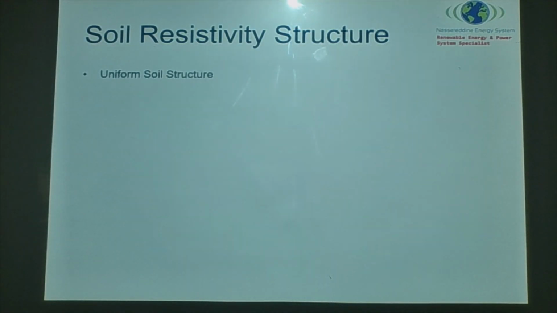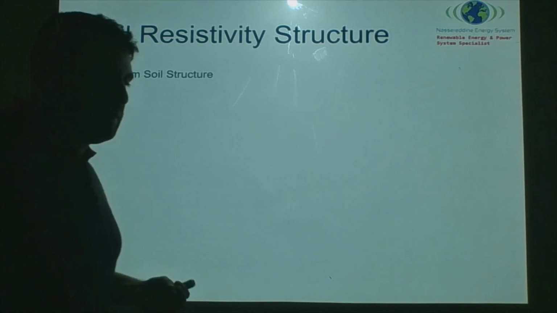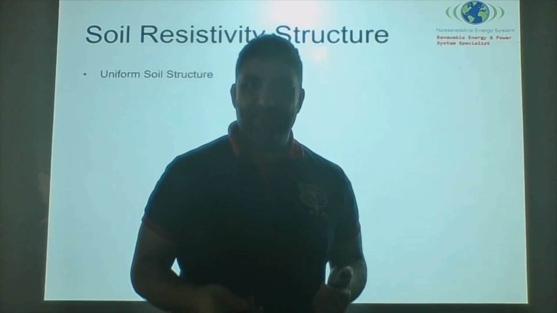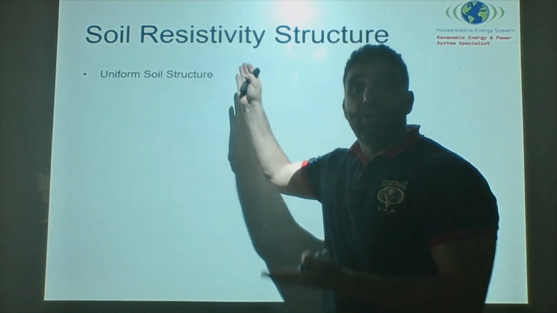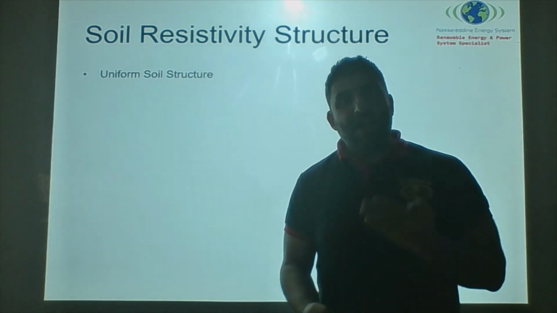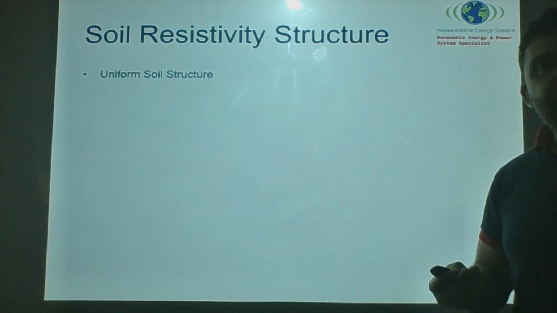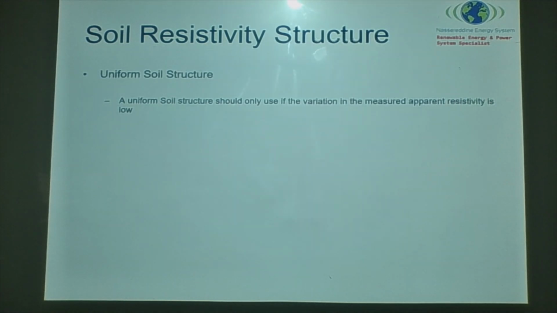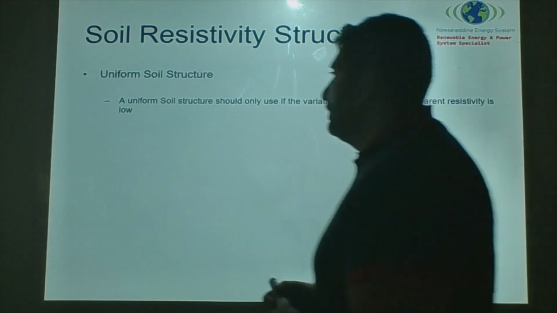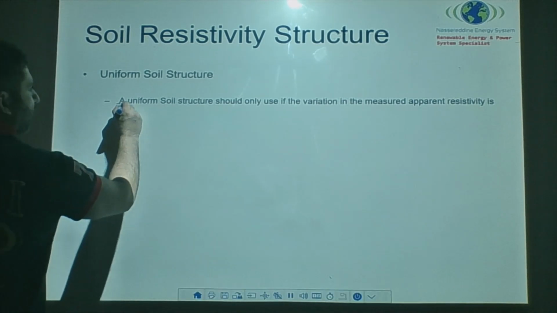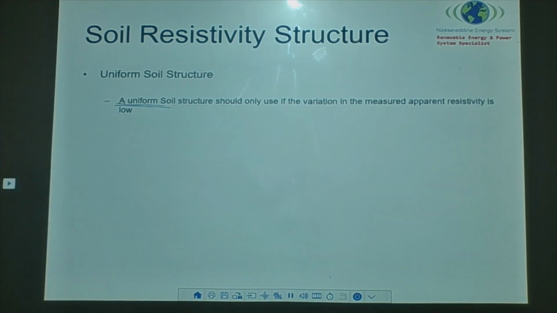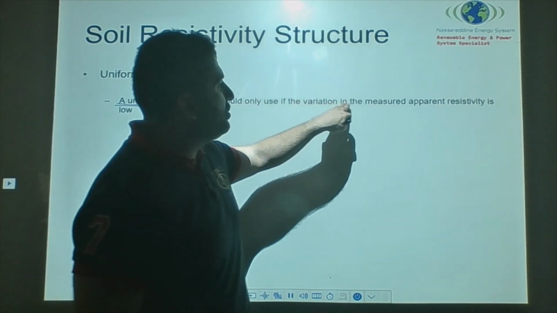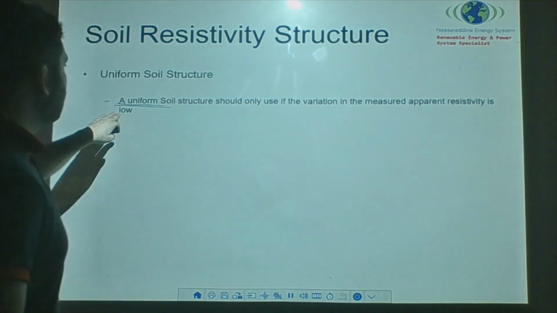After I record the data, I collect, let's say, 50 measurements, 20 measurements, 30 measurements. I need to go now. What do I do with all these measurements? I need to find a soil structure that I can use for my design. Look, this is very important. A uniform soil structure should only be used if the variation in the measured apparent resistivity is low.